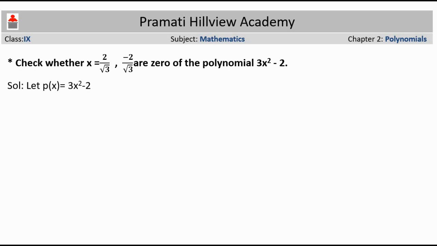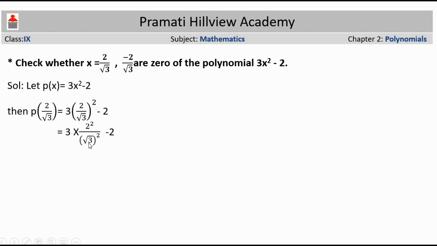Solution. Let p of x equal 3x square minus 2. Then p of 2 by root 3 will be equal to 3 into 2 by root 3 the whole square minus 2. That is, substituting the value of x as 2 by root 3, it will be equal to 3 into 2 square by root 3 the whole square minus 2.